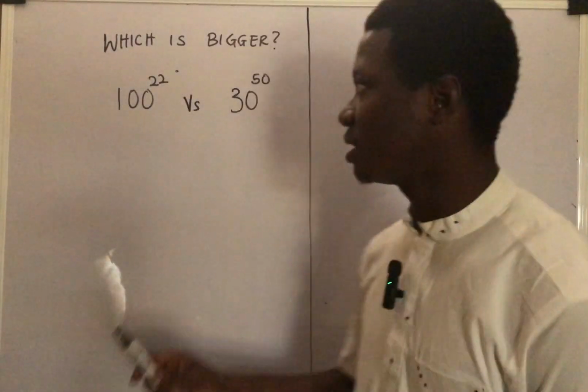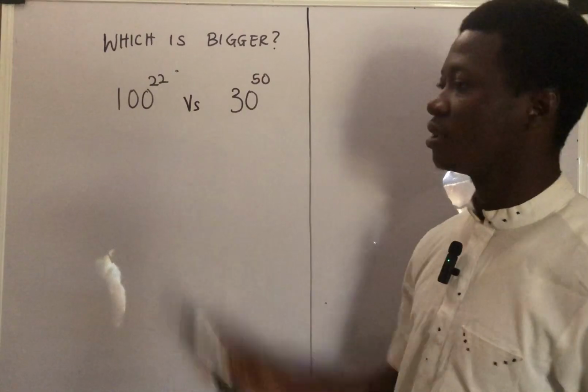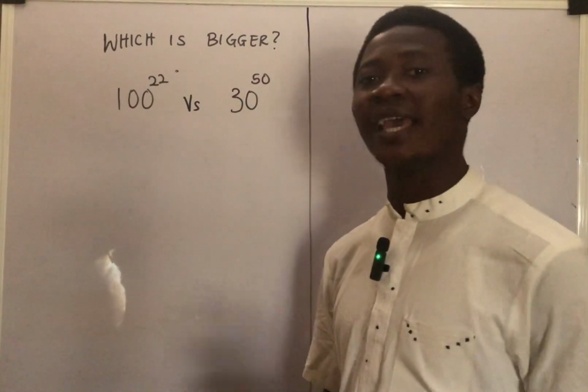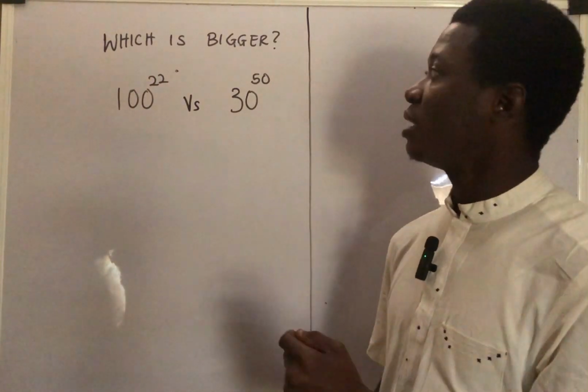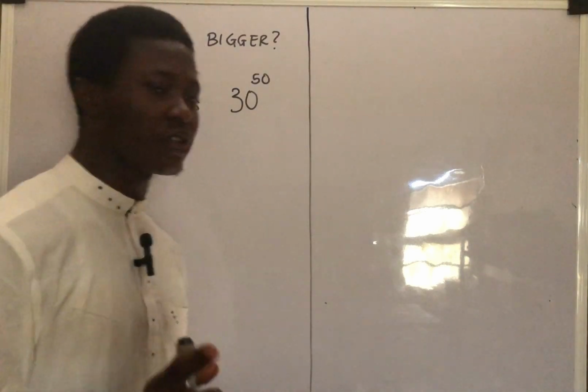Between 100 to the power of 22 and 30 to the power of 50, which is greater? There's only one way to find out, except with the use of a calculator. Now, the only way we can do this is to introduce our logarithm, okay?